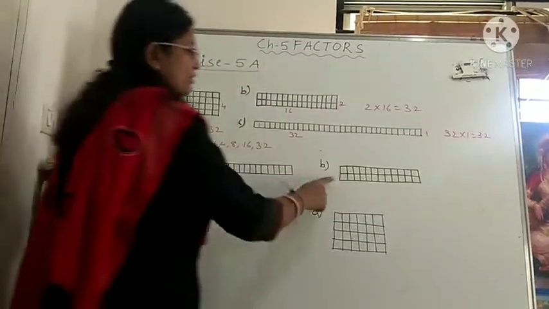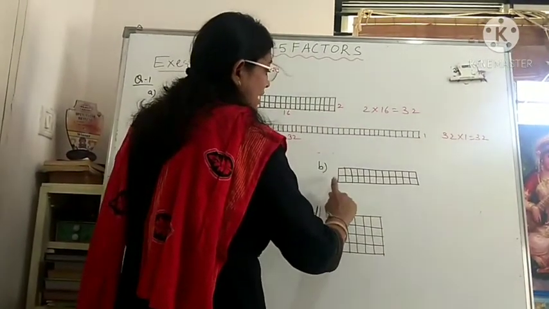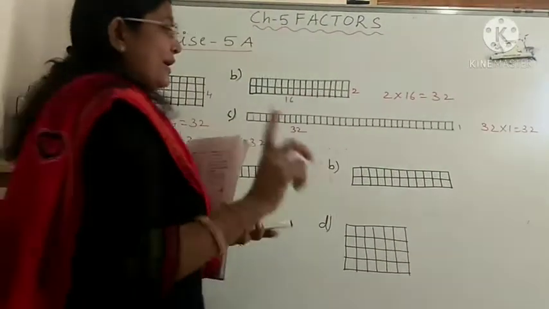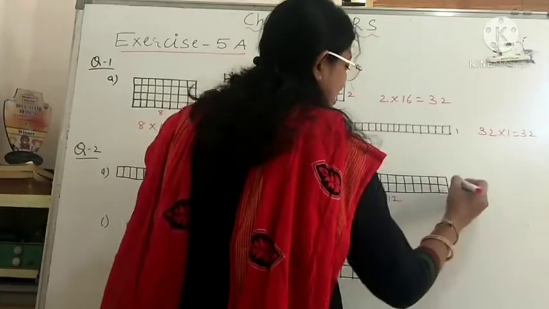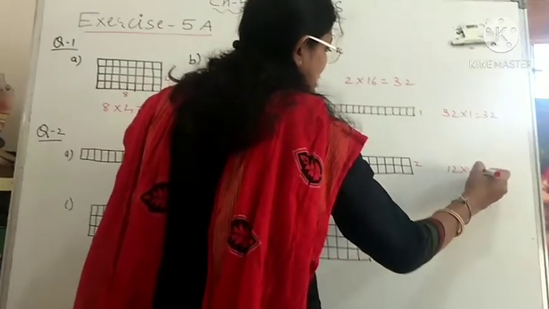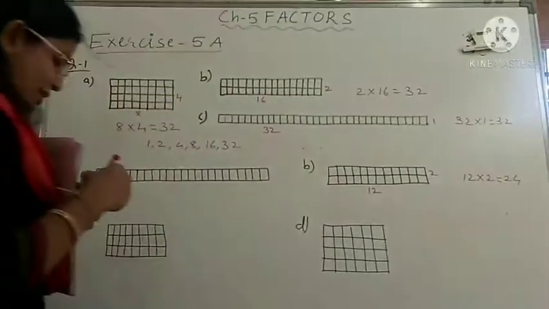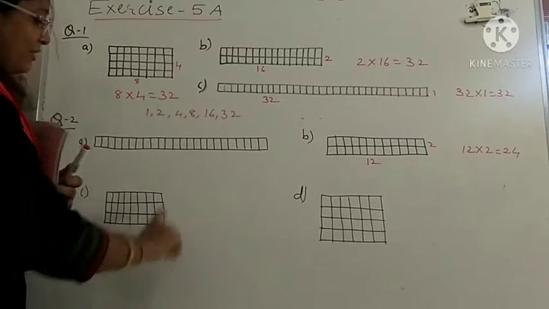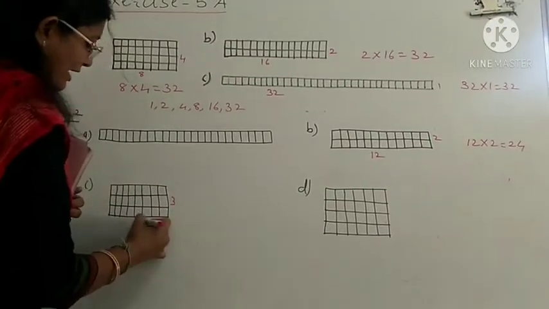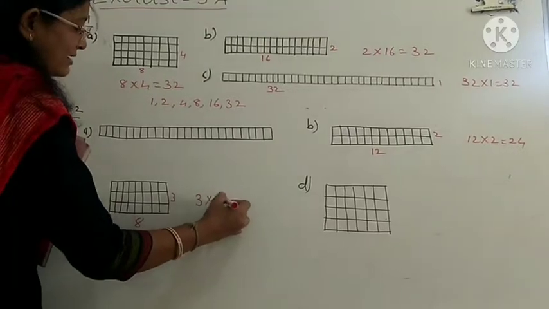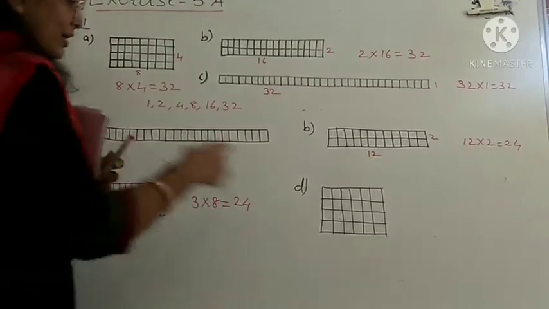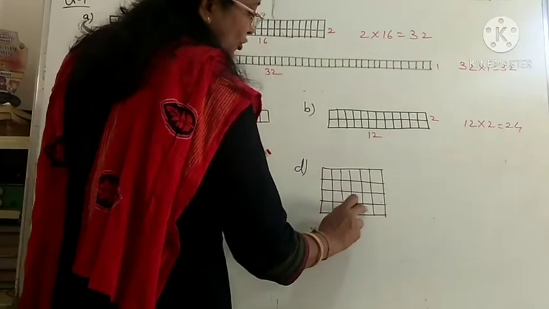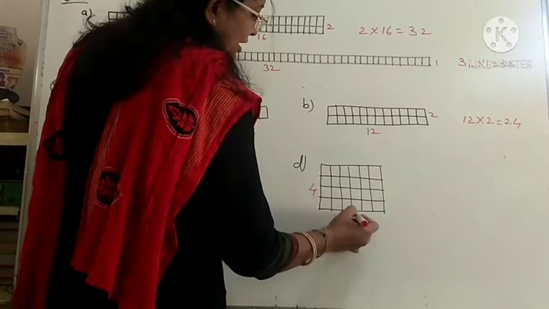Second one we are doing here, that is number B. In that I have made lines of 12, 2 lines, so 24. Okay, here it is 12, here it is 2, so 12 2s are 24. Same way number C if we do, here it is 1, 2, 3, 4, 5, 6, 7, 8. 8 and 3. So 3 multiplied by 8 is equal to 24. Right? Like this, number D, 1, 2, 3, 4. 1, 2, 3, 4, 5, 6. So here it is 4, here it is 6.